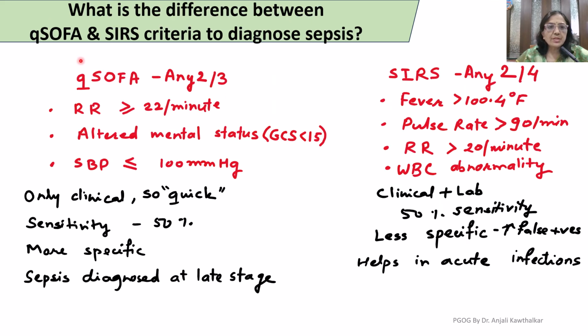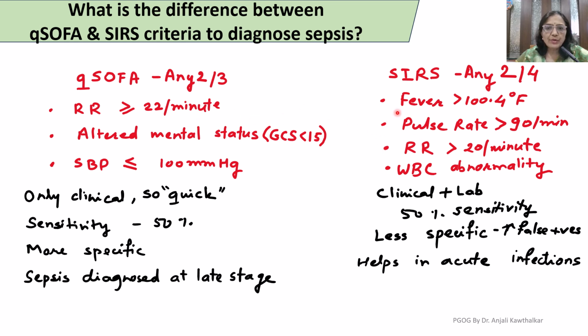So what is the difference between qSOFA and SIRS criteria? If you are asked to diagnose sepsis, what is the difference? For qSOFA, you need any 2 out of 3 criteria. For SIRS, you need 2 out of 4 criteria. The respiratory rate is present in both. Here it should be greater than 20, and here it is greater than or equal to 22. A slight difference, but respiratory rate is common to these two.